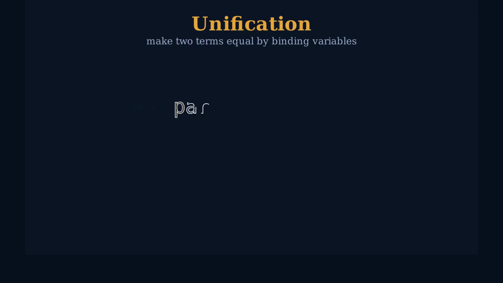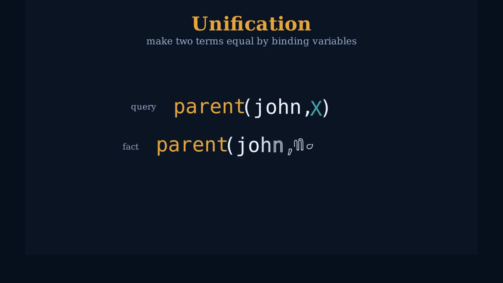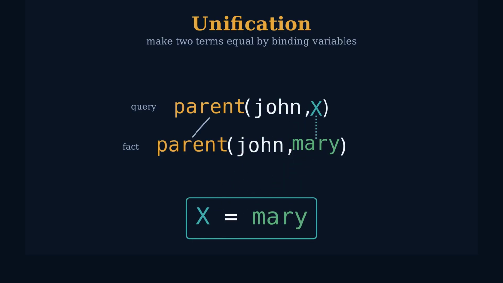How did Prolog actually find that answer? Two mechanisms working together, and we will devote a whole module to them later. The first is unification, making two terms match by binding variables. Ask parent of John, X, and Prolog lines it up against the fact parent of John, Mary, and binds X to Mary. The second is backtracking.